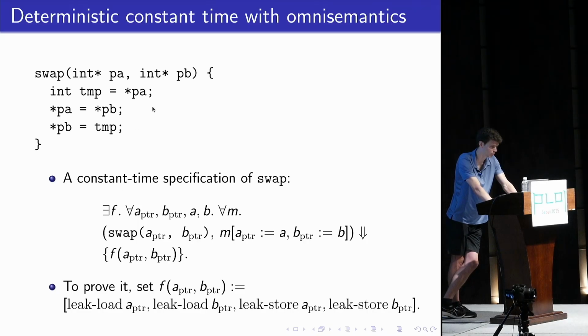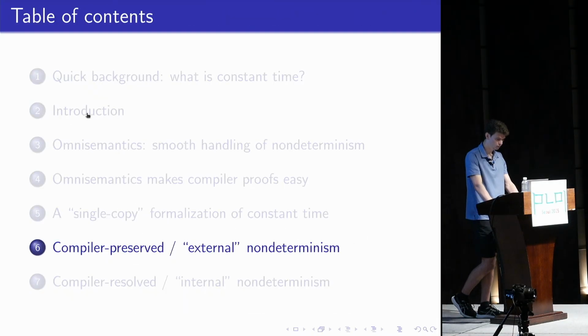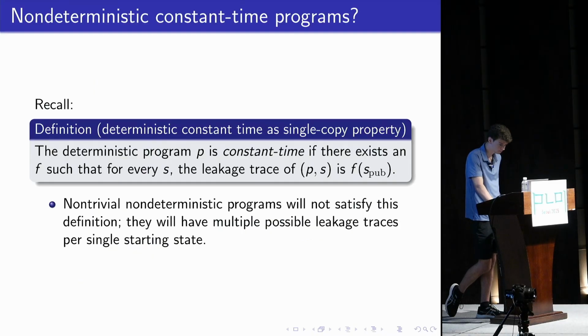And by looking at swap, we can see what its leakage trace is in terms of A pointer and B pointer. Well, we load at A pointer, load at B pointer, and so on. Okay, now things get slightly more interesting when we have non-deterministic programs, and we would like to say what it means for them to be constant time.